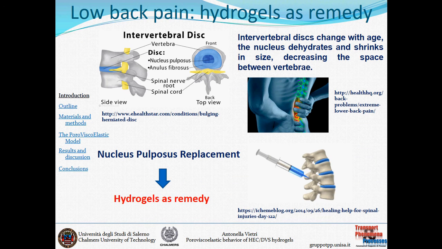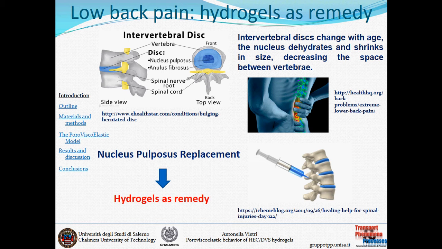In this work, the use of a hydrogel is connected to the treatment of low back pain. The intervertebral discs consist of two parts: the annulus fibrosus, a structure made up of collagen fibers, and the nucleus pulposus, which is filled with a gel-like elastic substance.